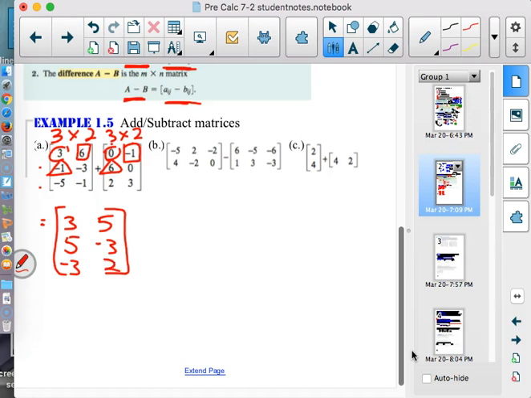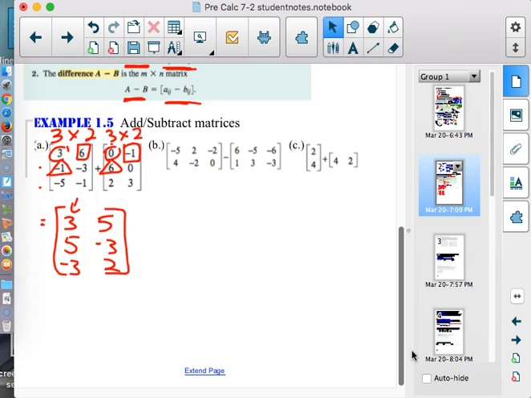And notice they end up in the same position in your final matrix. So those positions get added together for each one of those matrices and get placed in the same position. So when you add row 1, column 1 to row 1, column 1, you get your answer to row 1, column 1. So there's our matrix, 3, 5, 5, -3, -3, 2.